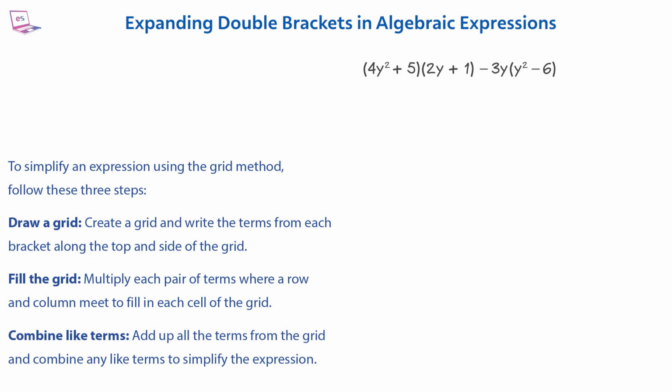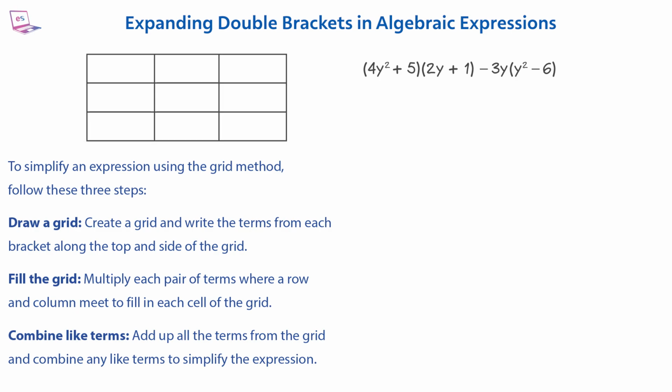Well, you can understand better when you start creating a grid. The term in the first bracket is 4y squared plus 5. It is written on the left side of the grid. The term in the second bracket is 2y plus 1. It is written on the top of the grid. The grid is formed and you need to fill the grid. For that, you need to multiply each term in one bracket with all terms in the other bracket. You couldn't understand? No worries, let's see how to do that.